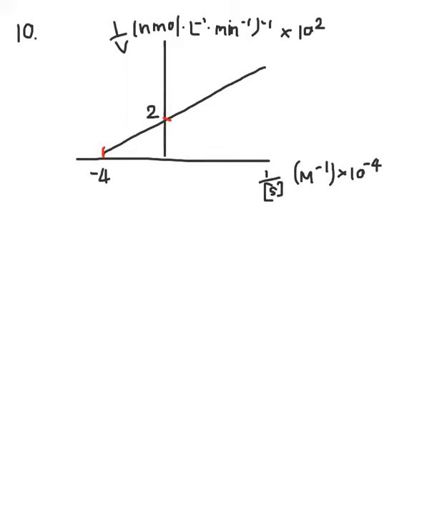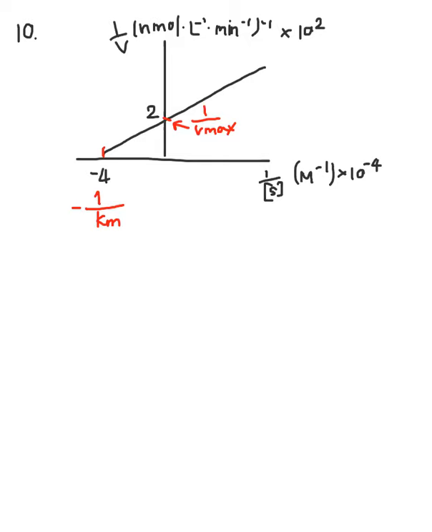So Vmax would be... the y-intercept, but this point is actually equal to 1 over Vmax, and then the x-intercept is actually -1 over Km. So you need to calculate the value of Vmax and Km.